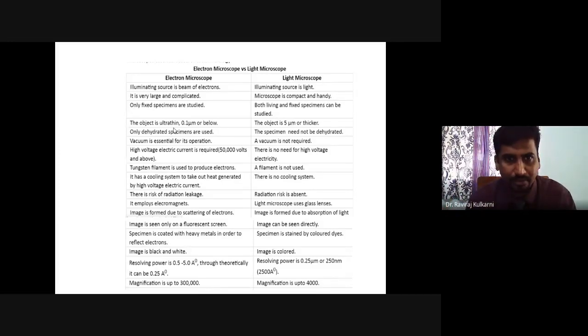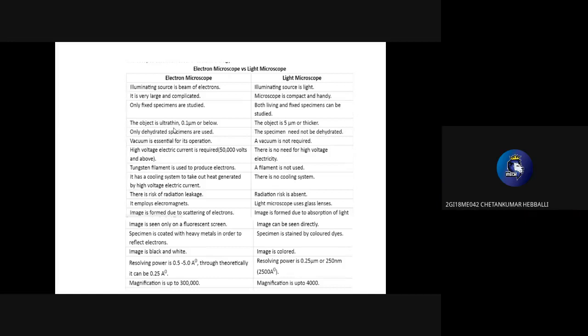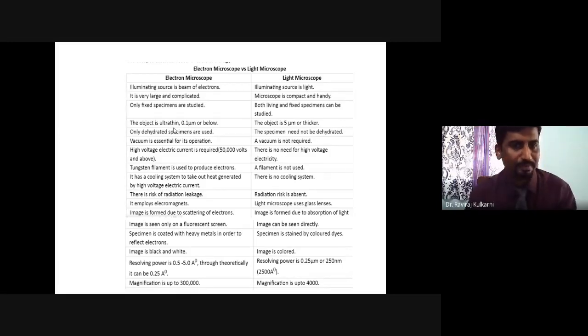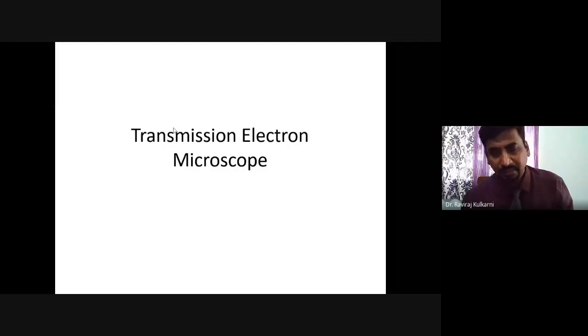So you know the difference between electron microscope and light microscope. Which microscope do we use in the characterization of nanoparticles? Electron microscope. It's clear to you. This question definitely will be asked: what is the difference between electron microscope and light microscope? So now we go to transmission electron microscope.